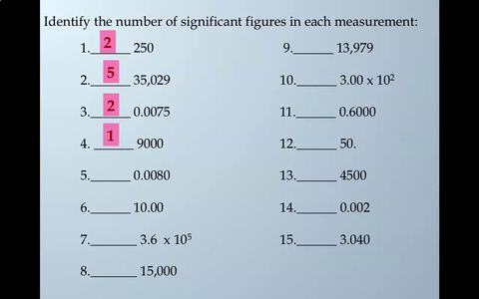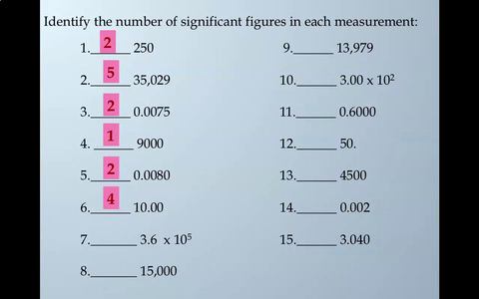Number 5, okay, the ones to the left of the 8 don't count, they're just placeholders. But because there's a decimal point, the one to the right of the 8 does. So that we have the 8 and the last 0 counting, so that gives us 2. Number 6, we have a decimal point, so everything counts. So that would be 4 numbers.